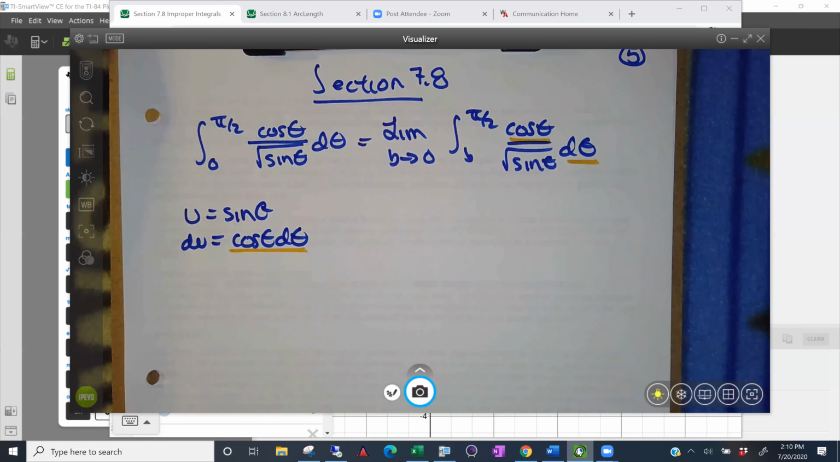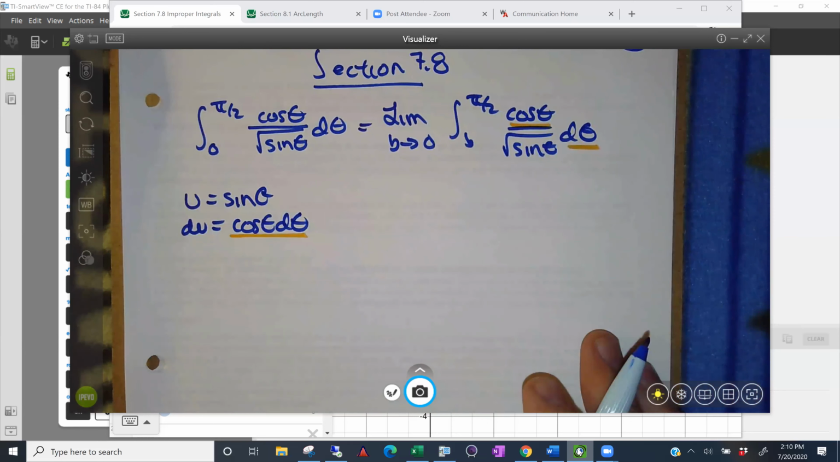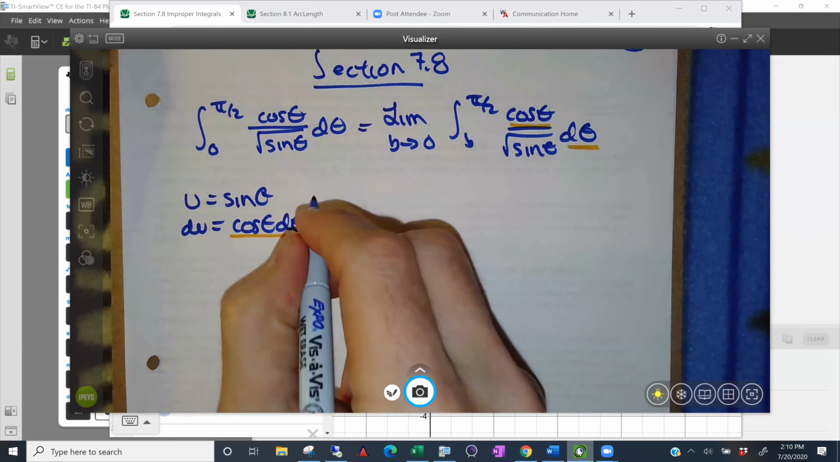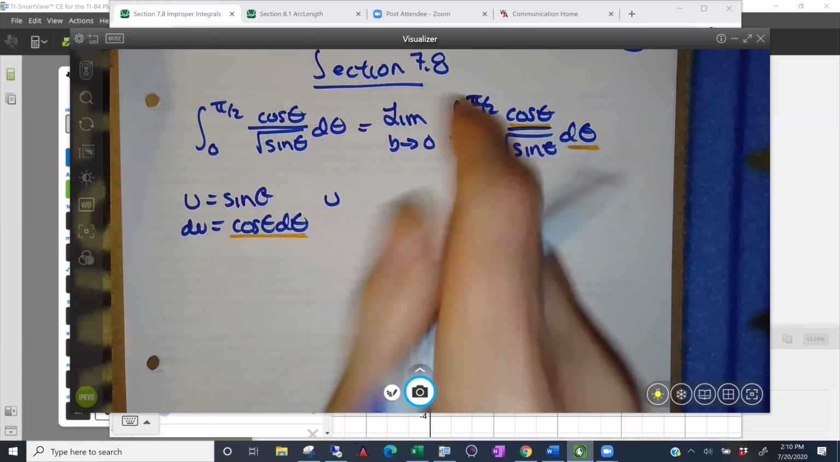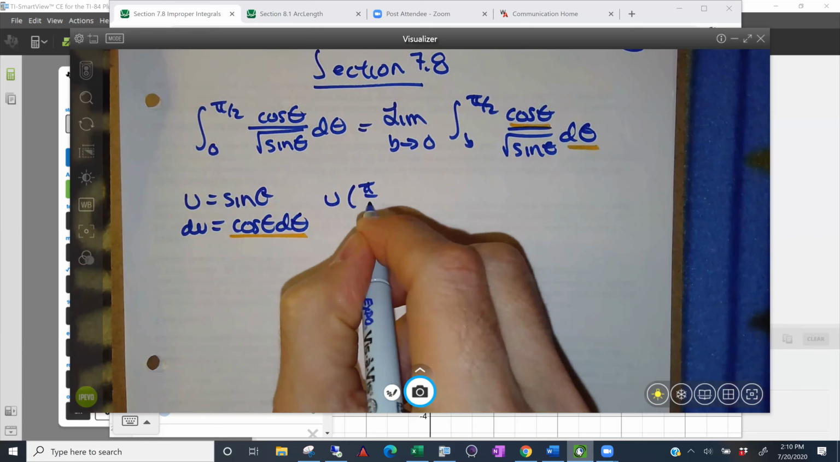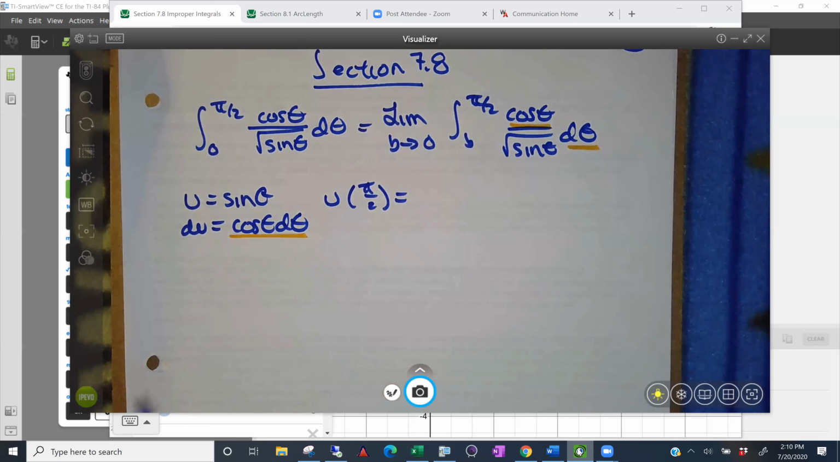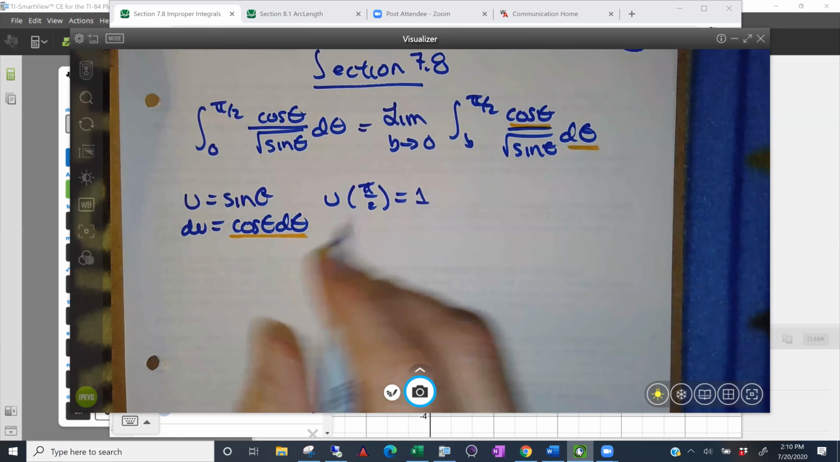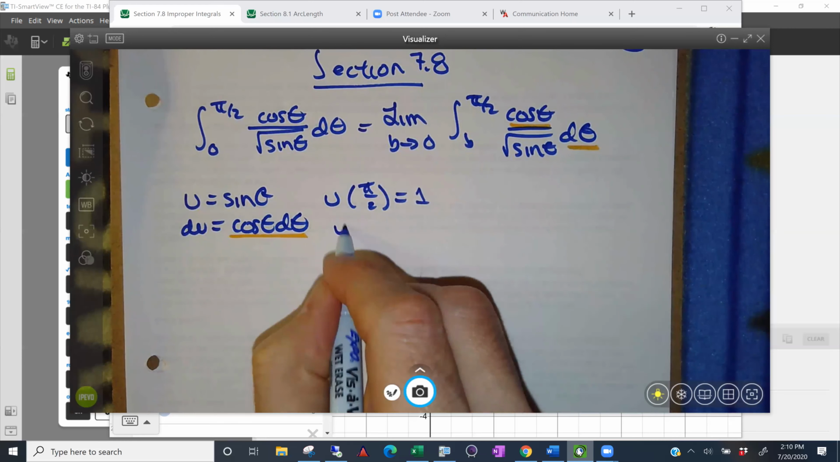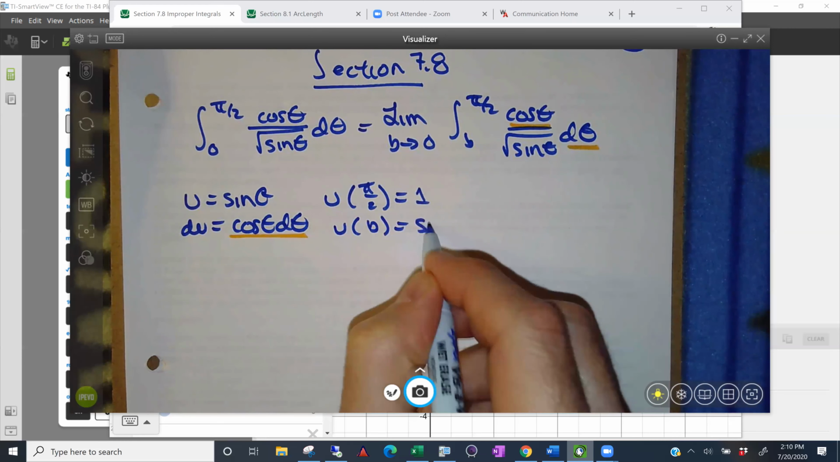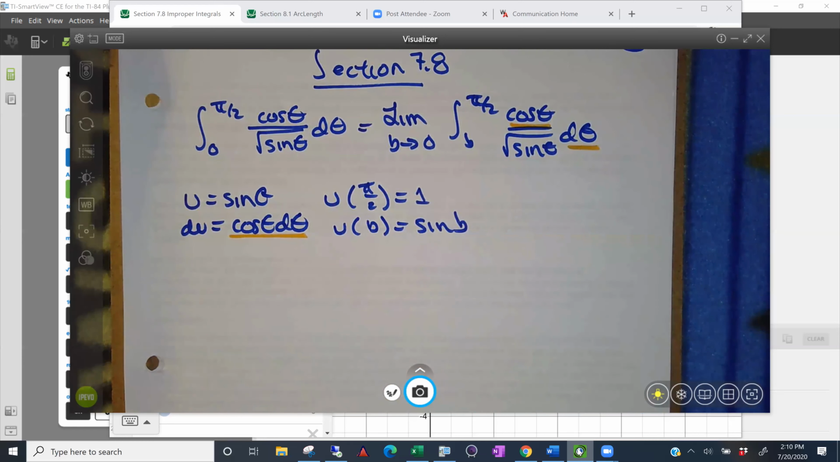Well, the question becomes, do I want to change the limits of integration? I guess I can if I want. Let's just change them in this case. So I'll do u of pi over 2. Well, that's going to be sine of pi over 2, which is 1. And now my lower limit, u of b. Well, that's just going to be sine of b. Okay, we're stuck with that.